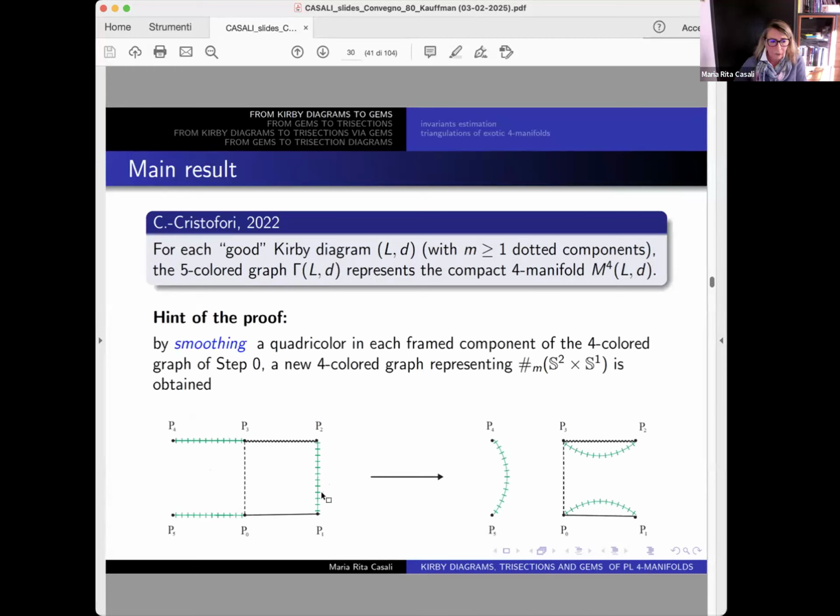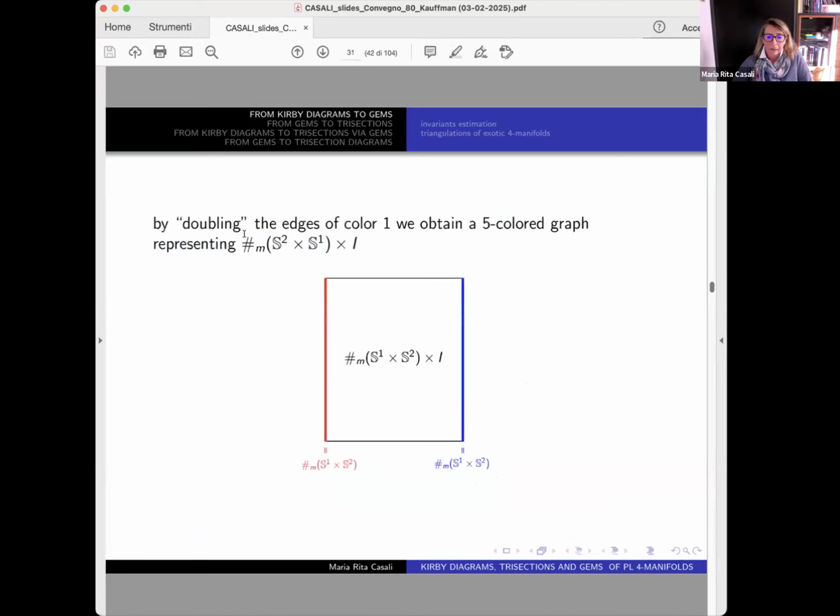First, if we perform on all quadricolors of the graph obtained in step 0 the change of one colored edge shown in the picture in green, we obtain a graph representing a connected sum of sphere bundles over S1, where the number of copies is equal to the number of dotted components. Then, by doubling the edges of color 1 with 4-colored edges, we obtain a 5-color graph which represents the product of this connected sum of sphere bundles over S1 with the unit interval.